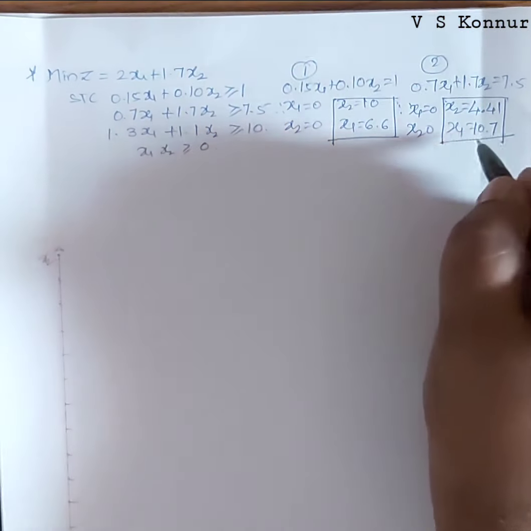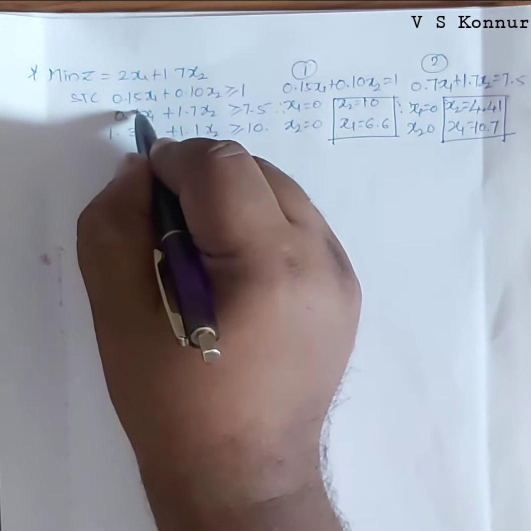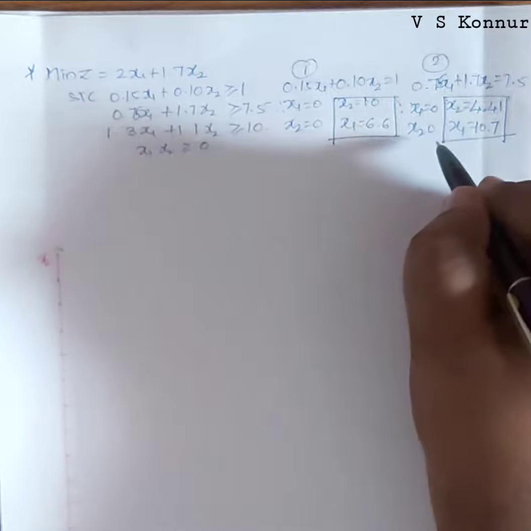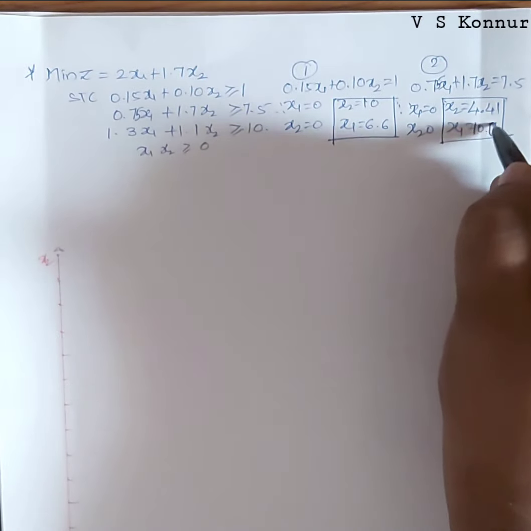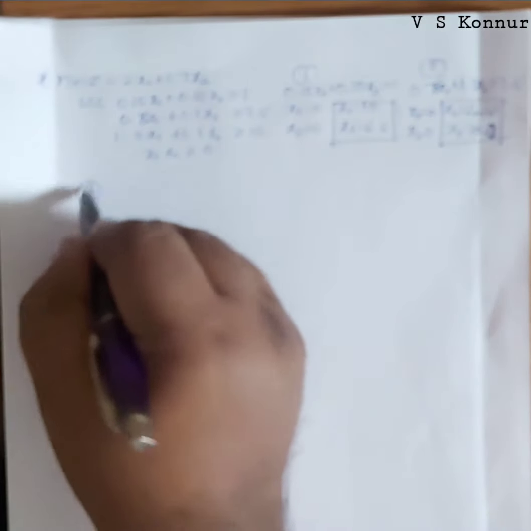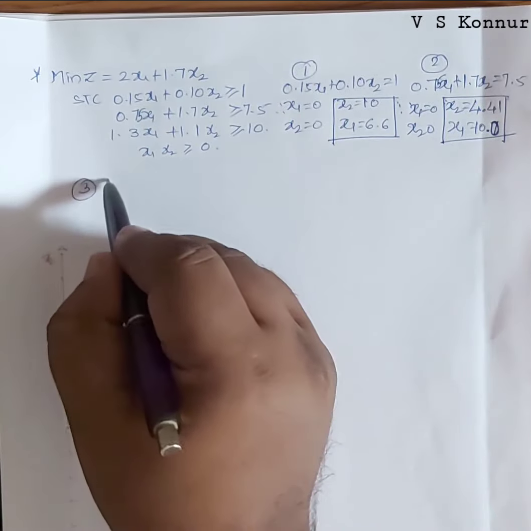So you will get exactly 7.5. It is 0.75, I have missed it. So we'll write 0.75 and we'll get it as 10.0. Exactly 10 we will get. Next we'll take the third constraint. First is over, second is over, third.